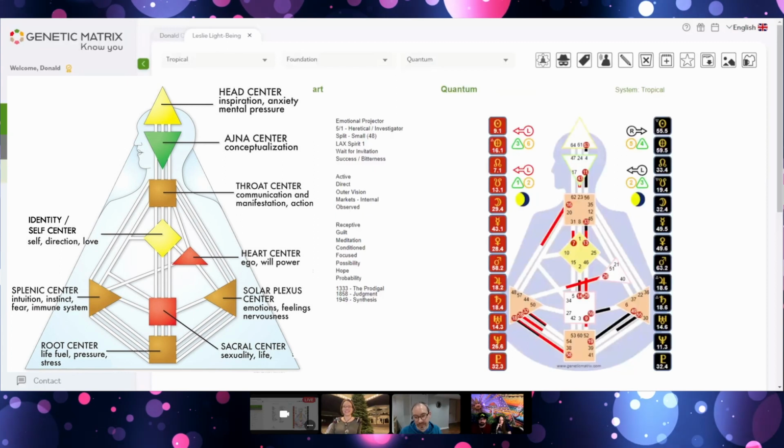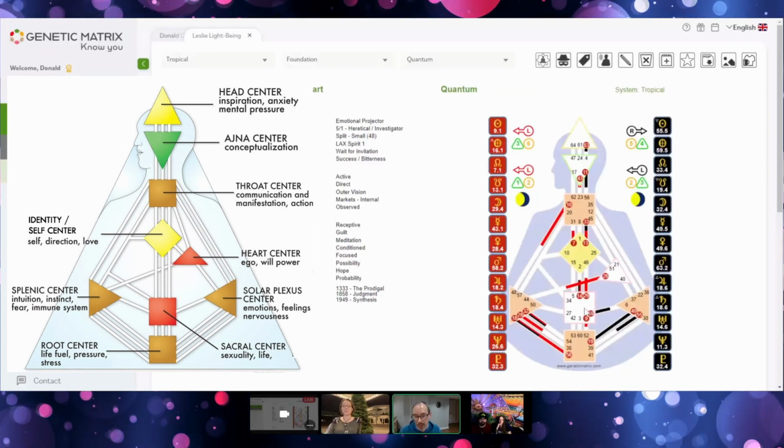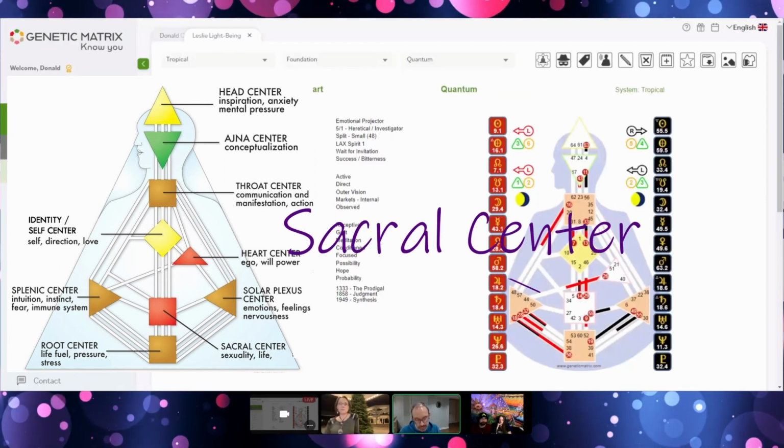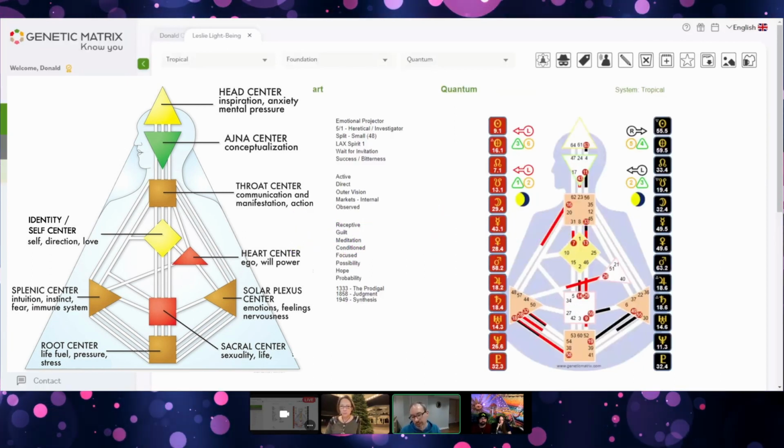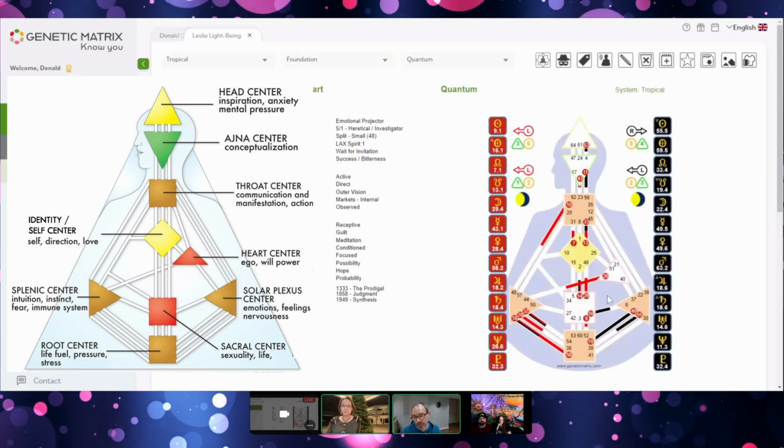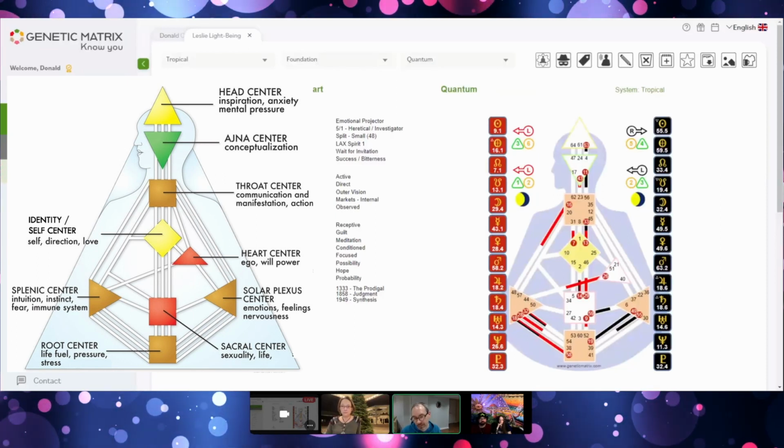So you have an open sacral, so this is an energy resource. This is about not knowing when enough is enough and can lead to burnout, which is projectors, manifestors, actors.